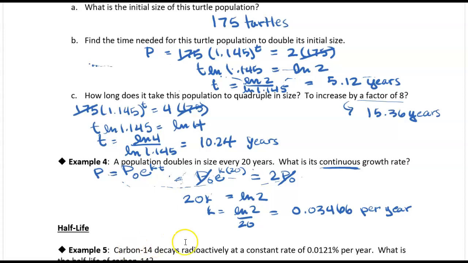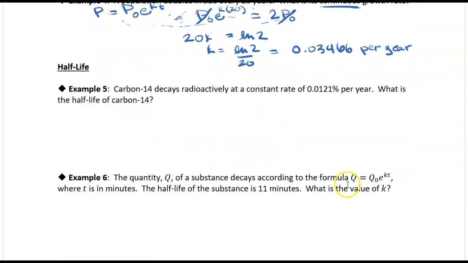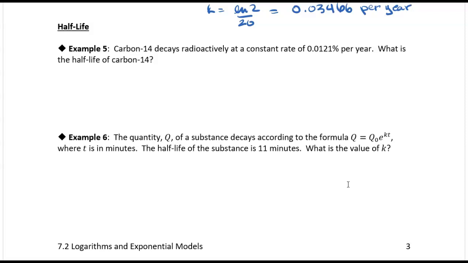All right, if we can do doubling time, we can also do half-life. When we have exponential decay, we have something called half-life, which is the time it takes for the quantity to become half of what it was initially. So in the first example, we have carbon-14. It decays radioactively at a constant rate of 0.0121 per year. What is the half-life of carbon-14?